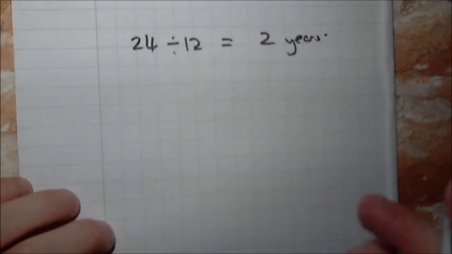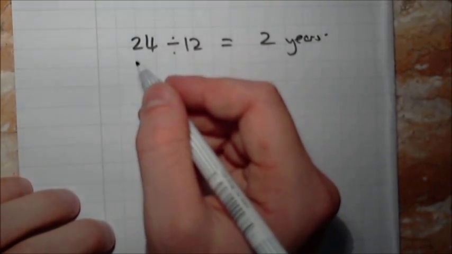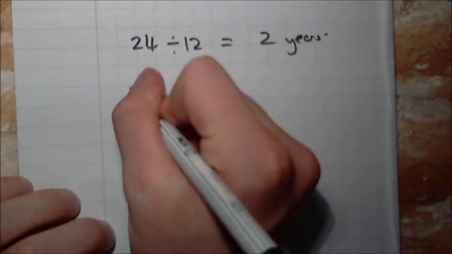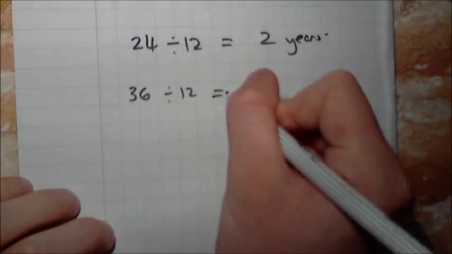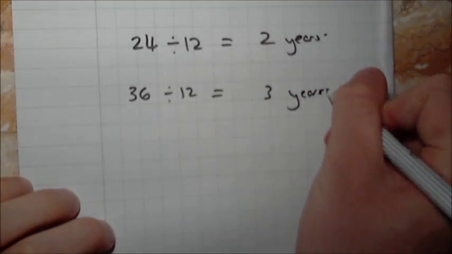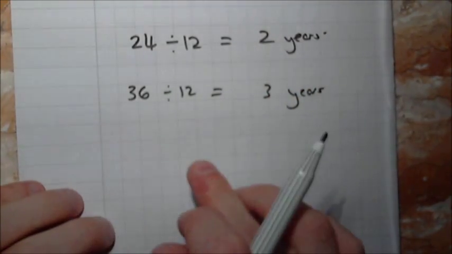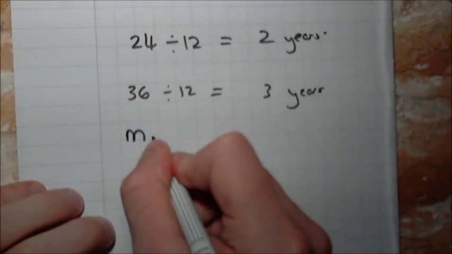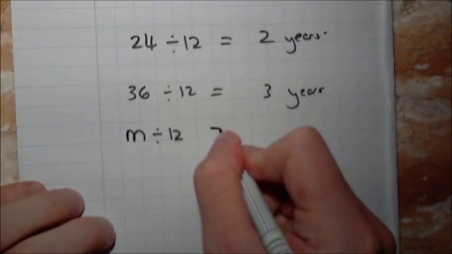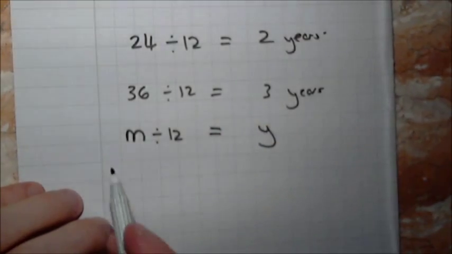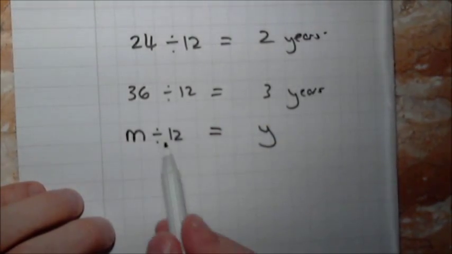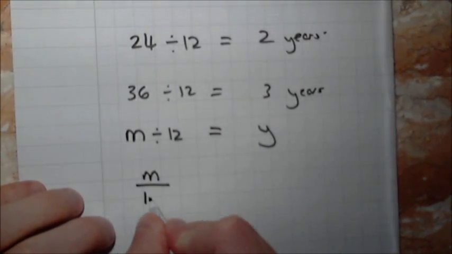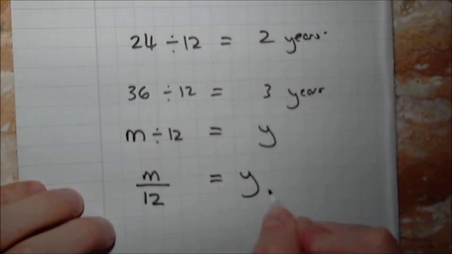So let's go for 36. How many years are there in 36 months? Well, that's 36 divided by 12. Well, that gives me 3 years. So in general, to link months and years together, the number of months divided by 12 equals the number of years.